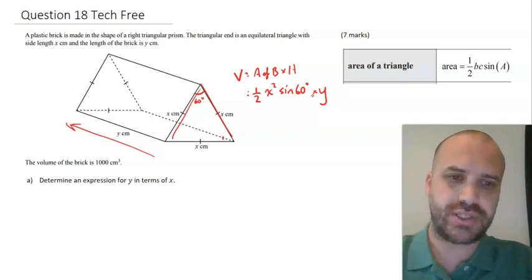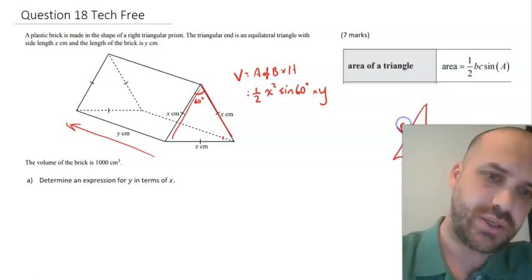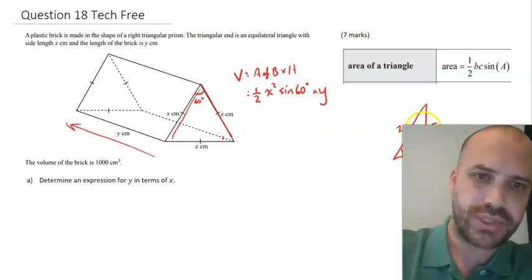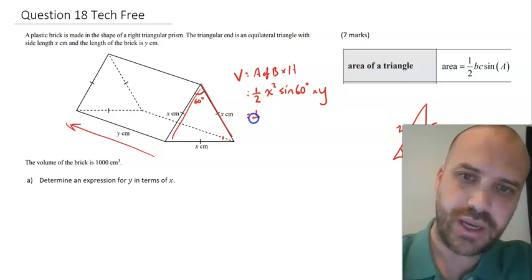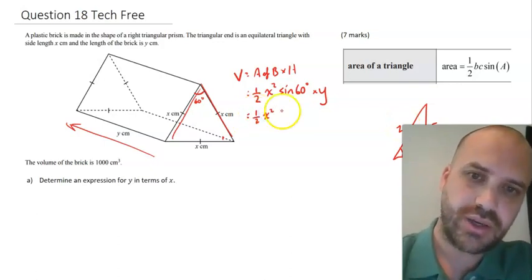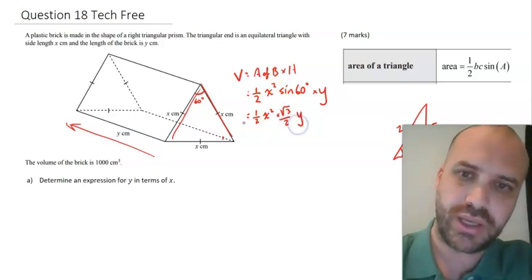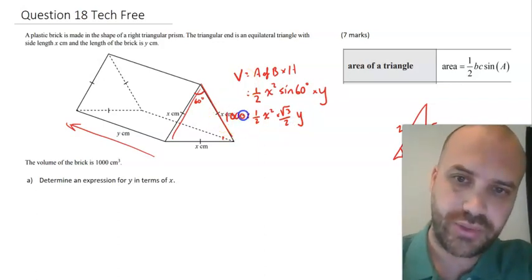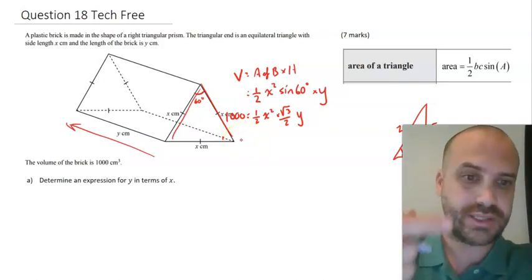Now, of course, sine of 60 degrees, we can do a little standard triangle here if we want to. 1, 2, root 3. And this is our 60 degrees. Opposite, okay, so we've got root 3 over 2 there. So 1 half x squared times root 3 over 2 times y equals the volume, and we know the volume. The volume is 1,000. All right, and now we just need to rearrange that to get y as the subject.